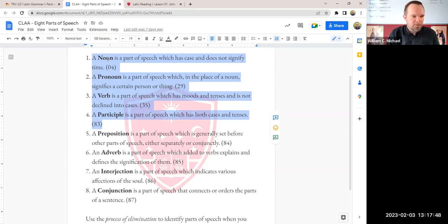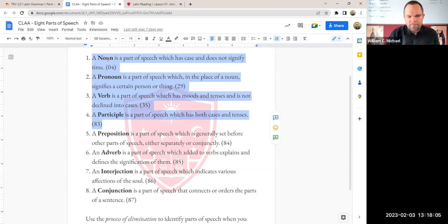This is going to test who was paying attention. Why can principio not be a verb? Let's see who can get it. I'll give you 20 seconds. Nope, not because it's not an action. Not because anything with time.